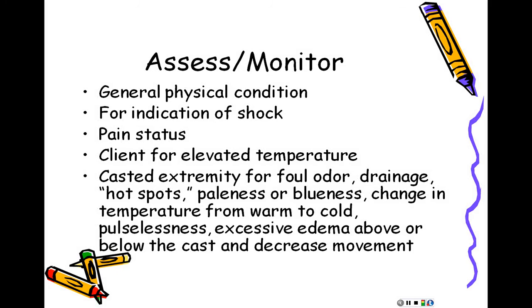So when we have a patient that has a cast, we know, we've all seen a person with a cast. Casts are applied to the outside of the body. It's definitely in chapter 63, but when we have a patient that has a casted extremity, we want to assess that cast for foul odor. We also want to assess the casted extremity for any type of drainage. And we also want to assess for hot spots.